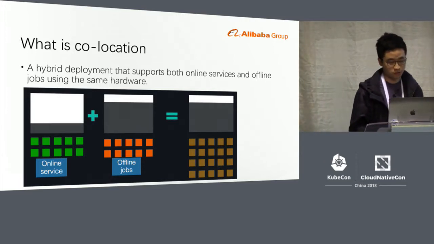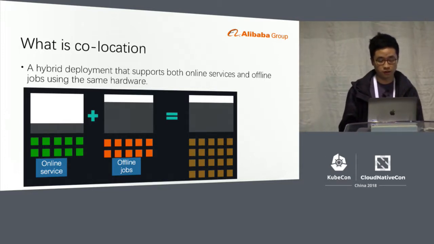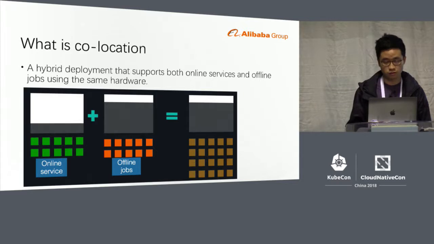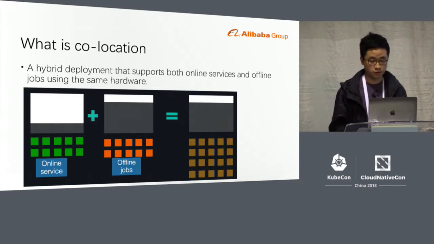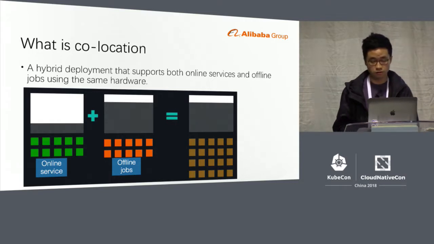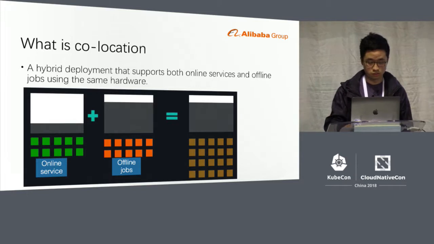So what is co-location? Co-location is a hybrid deployment that supports both online service and offline jobs using the same hardware. Using this technology, we can improve the cluster's utilization rate, lower the cost, and lower the hardware investment.